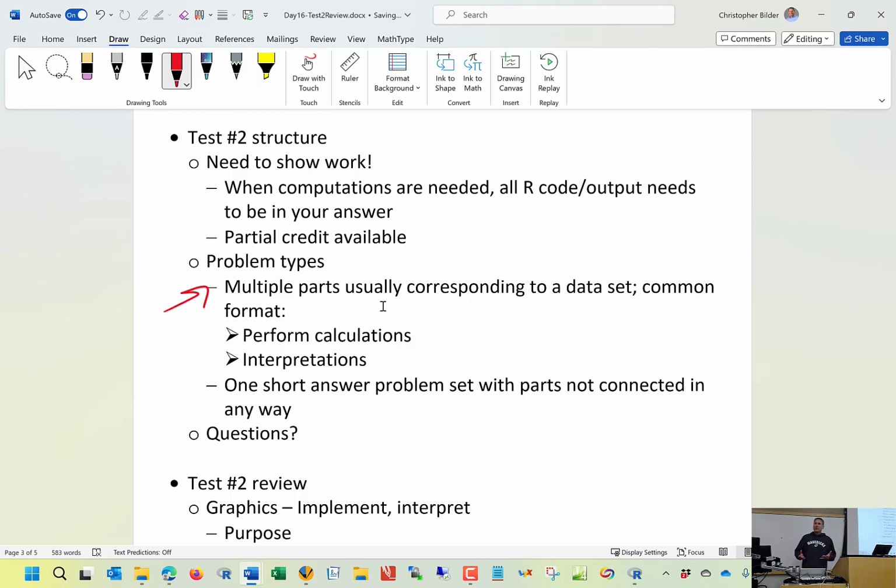The problem types will typically be: I have a data set here, I want you to do some data analysis with it, and I want you to interpret it. So you're going to need to use R for some problems. Other problems you might need to interpret it, or show me you understand what's going on in the background in terms of what R is actually doing. Then there's going to be one set of short answer questions at the end of the exam as well, where each problem is not necessarily connected to one another.